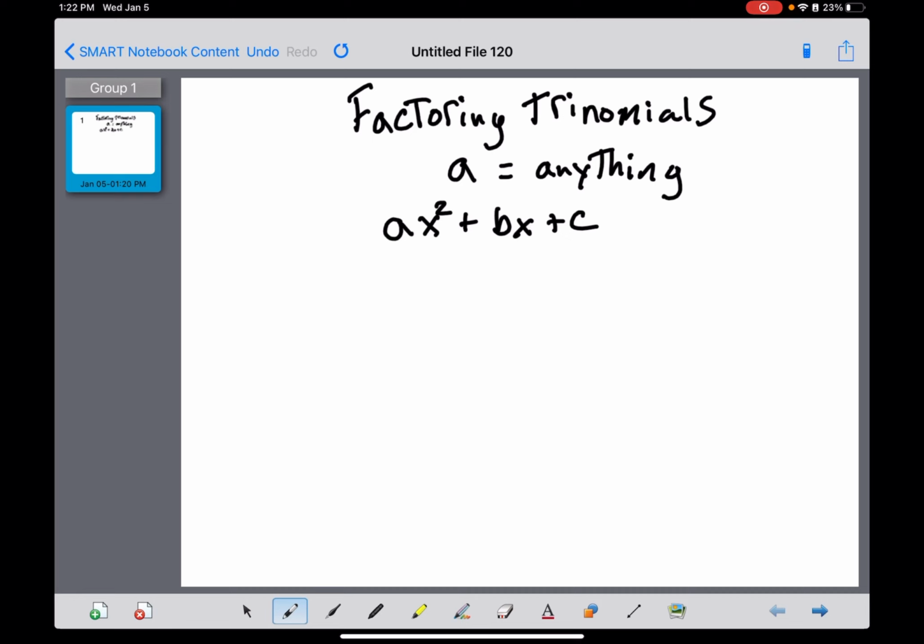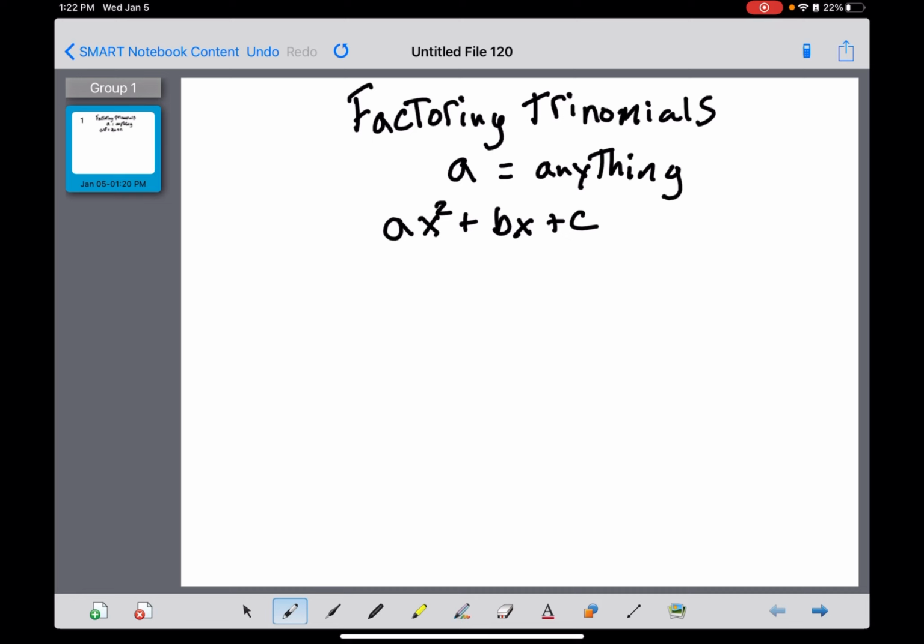Today, what we're going to work on is: what happens if that a value isn't 1 and we can't factor out a GCF or do anything like that? What the heck do we do?